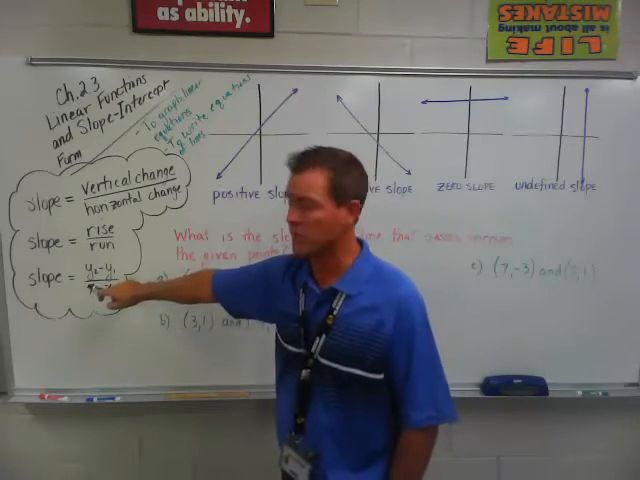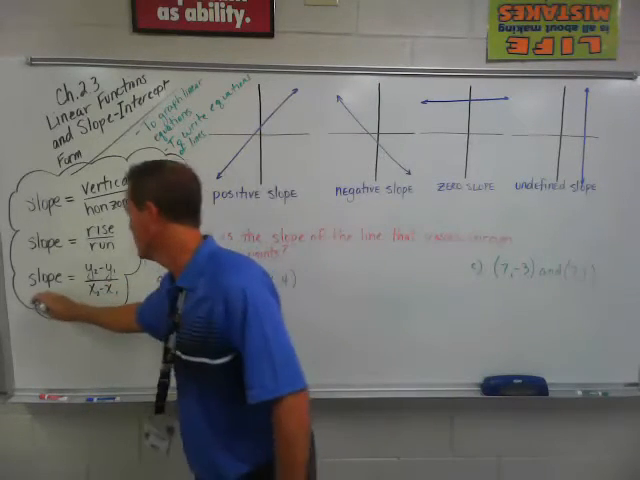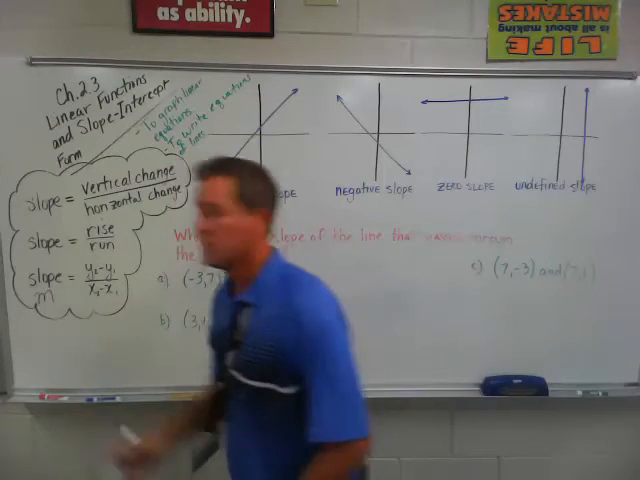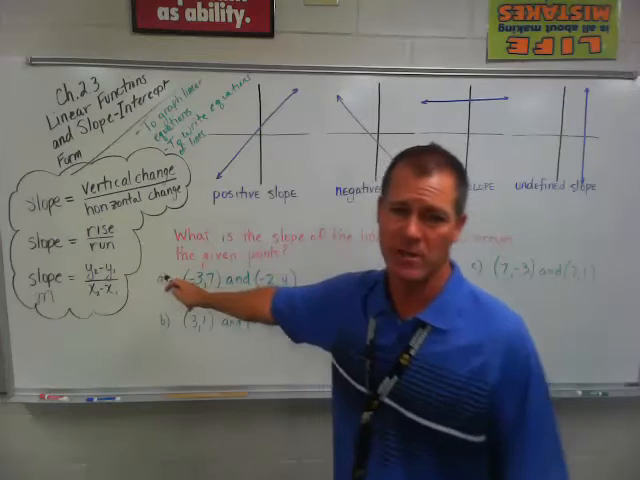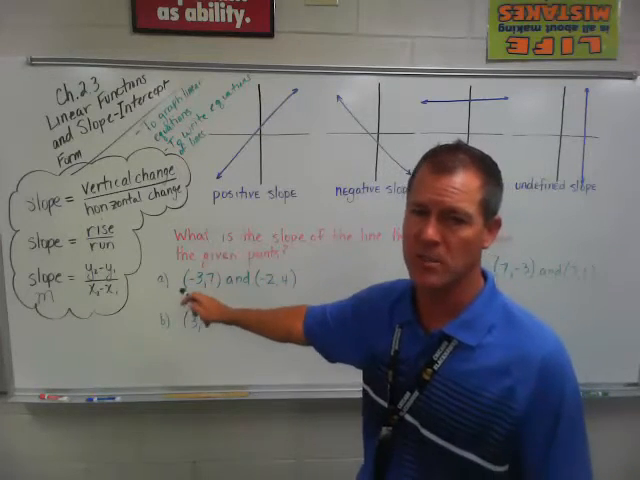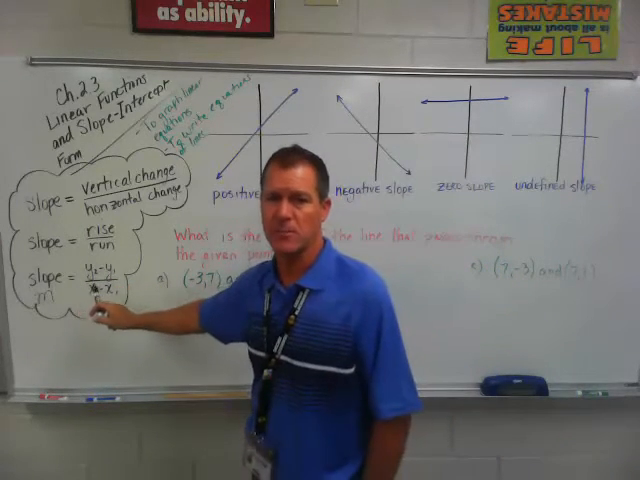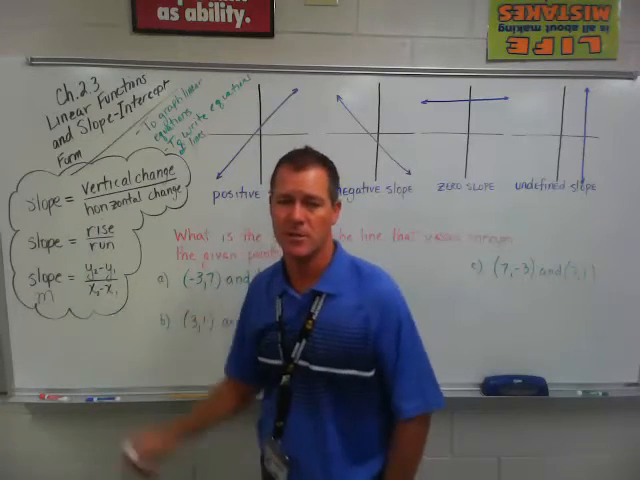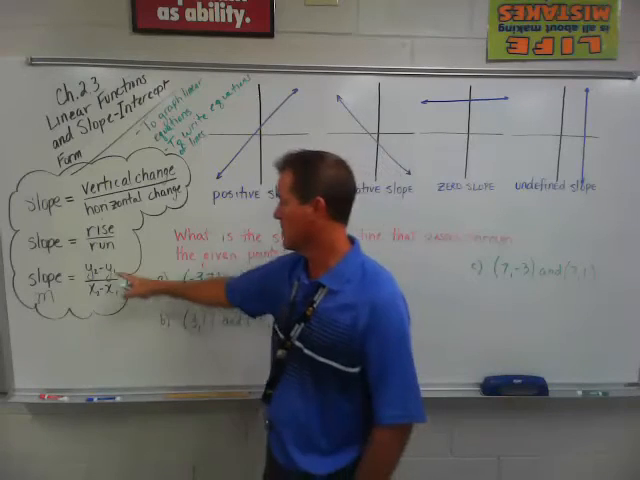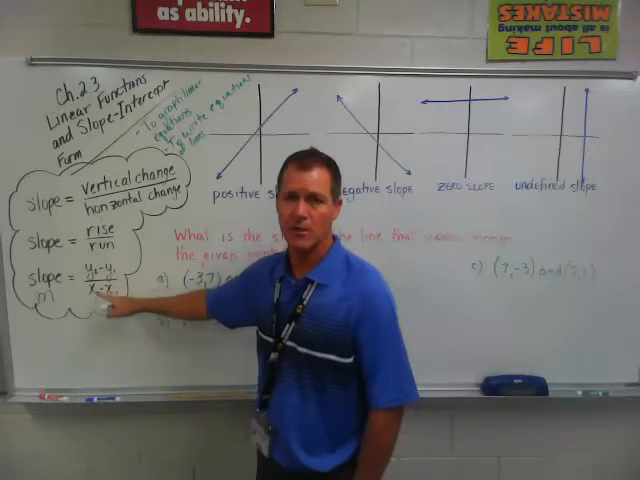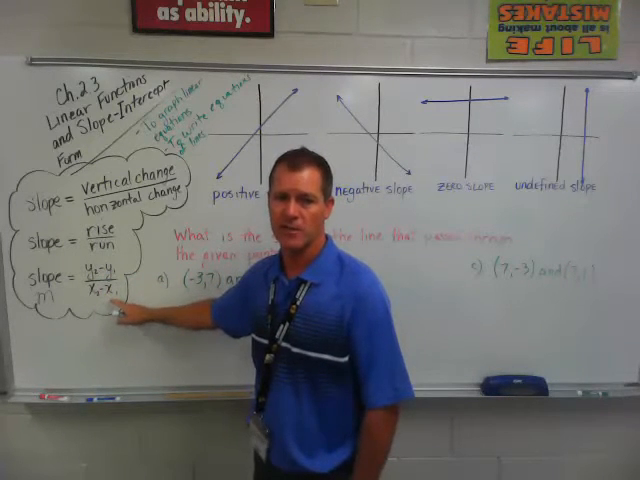The equation for slope, which a lot of times we use the letter m to represent slope, would be m equals y2 minus y1 over x2 minus x1. Now, as you look at the subscripts here, the 2's and the 1's, all that means is the y value of the second point, the y value of the first point, the x value of the second point, the x value of the first point.